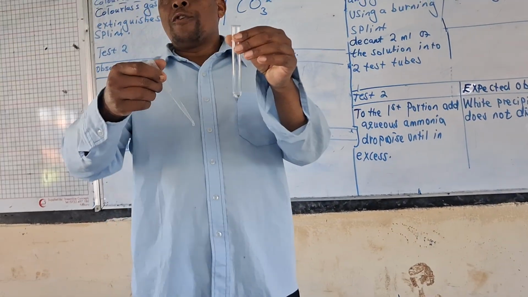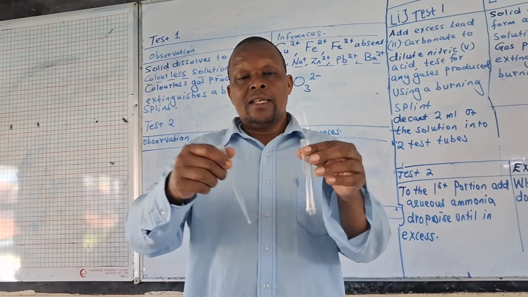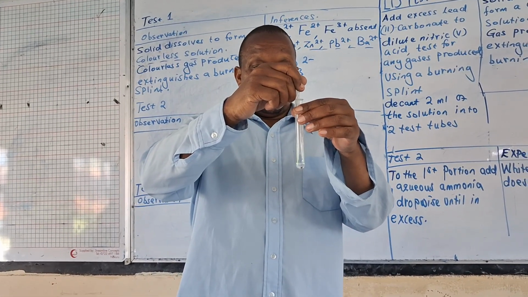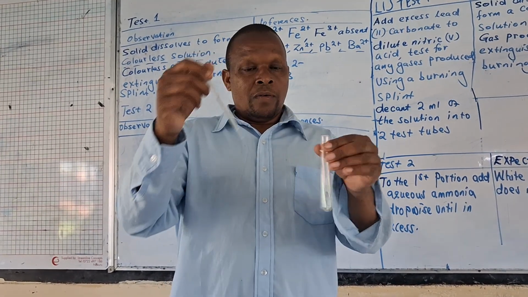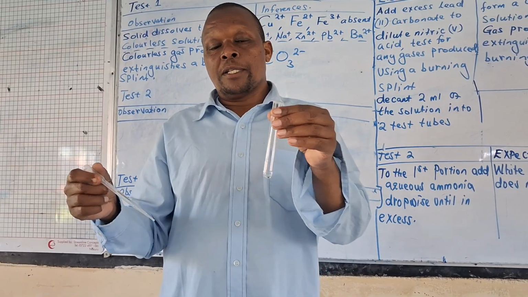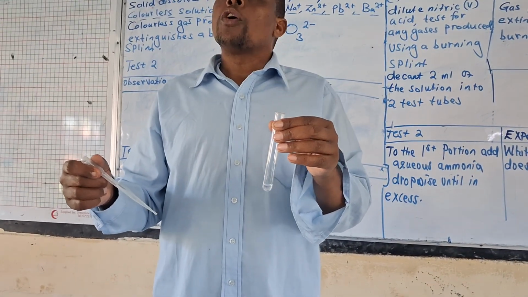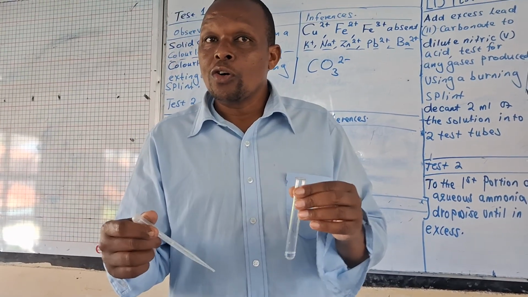Now, a few drops is just about 3. Excess is even up to the top. So we just put here, few drops, 1, 2, 3. What do you see? There was a white precipitate, and the precipitate was dissolving immediately. So in a few drops, you are not supposed to mention whether it is dissolving or not.